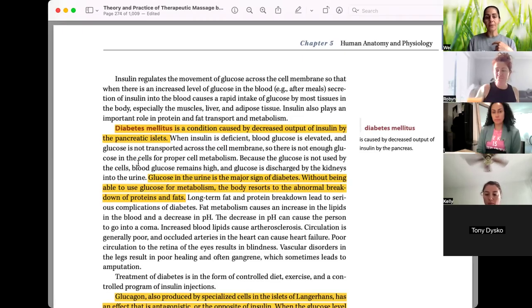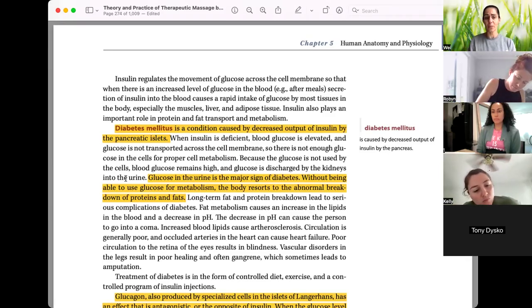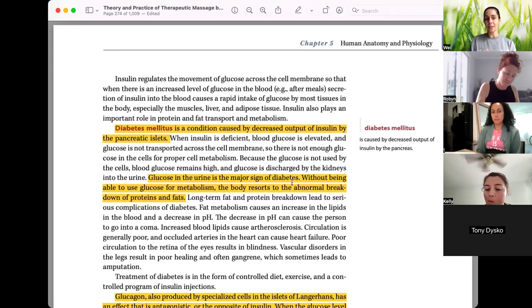And so if there's not enough glucose in the cell for proper metabolism, what happens? The glucose is not used by the body. So the blood glucose remains high, and glucose is discharged by the kidney in the urine. Since we don't use it, the blood is going to get filtered by the kidneys, and then the excess sugar is going to go to the kidney and you're going to dispose of it. So glucose goes into the urine, and that's a major sign of diabetes.